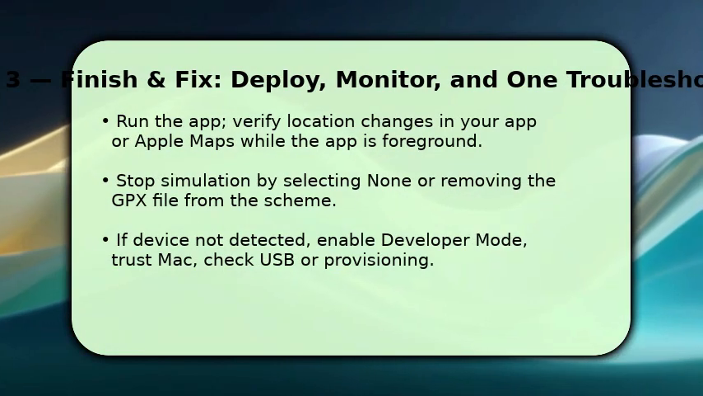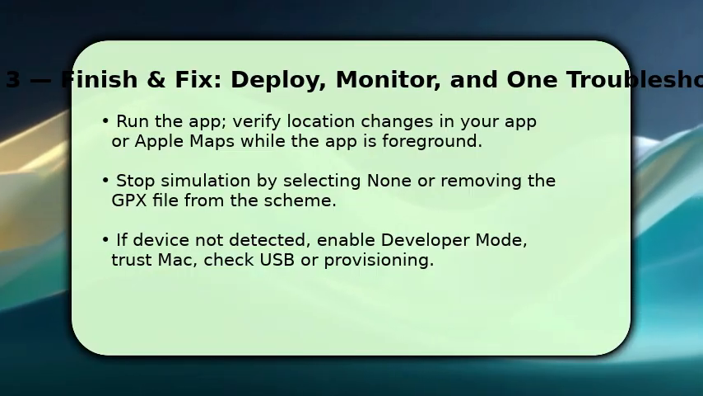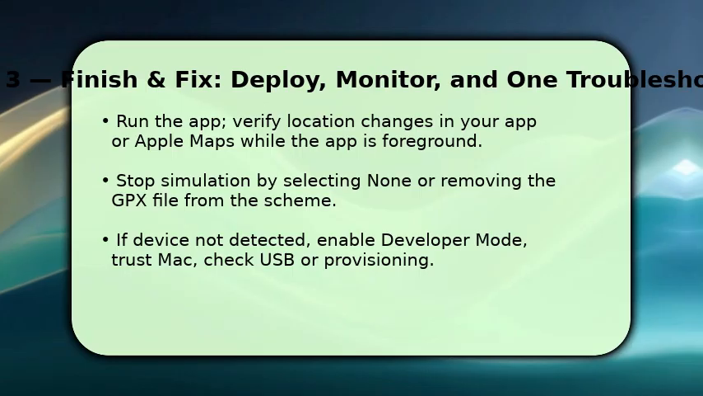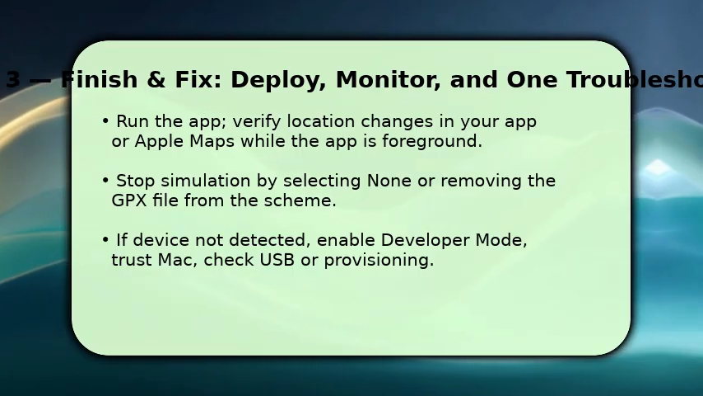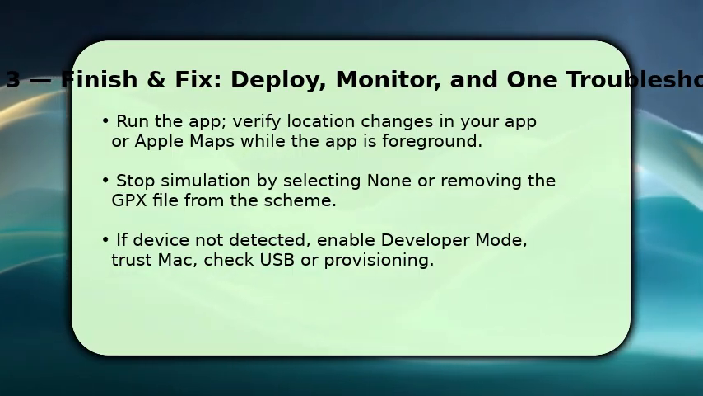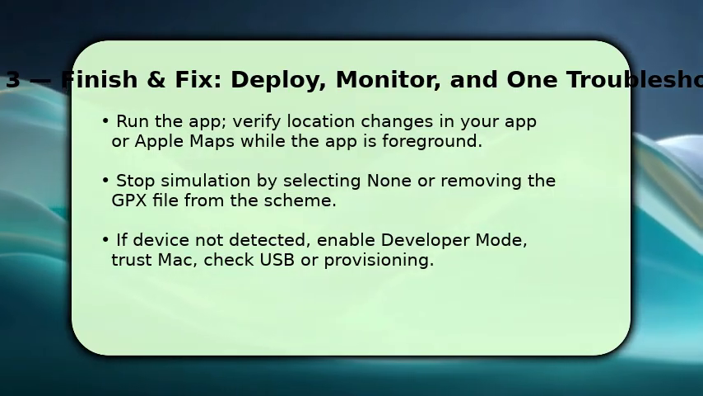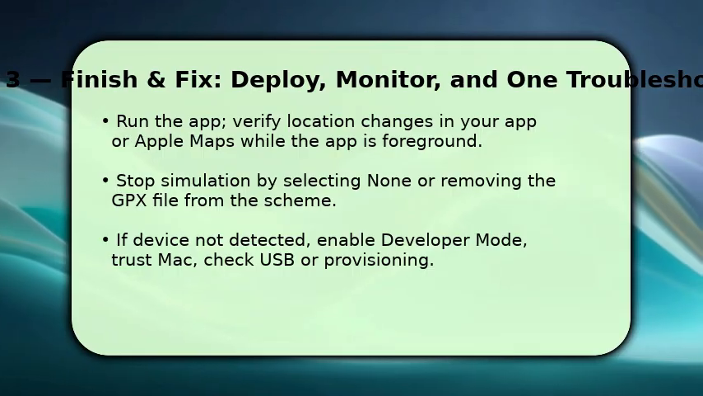Run the built app and watch your iPhone's location update. Open Maps or your app to confirm the simulated position or route. Once finished, stop the run, set simulated location to none, or remove the GPX file from the scheme to restore normal GPS. If something goes wrong, try the key troubleshooting step.